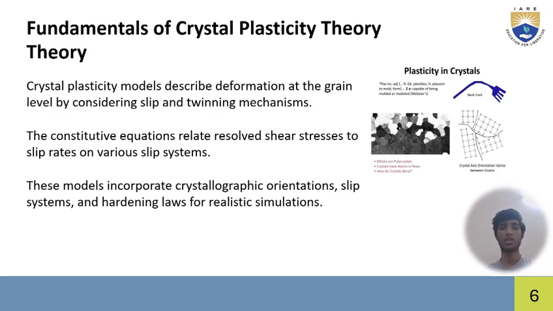Fundamentals of crystal plasticity theory. Crystal plasticity theory describes how individual grains deform through slip and twinning. It relies on constitutive equations that relate the applied stress to slip rates on various crystallographic planes. The model accounts for the orientation of each grain, the active slip systems, and hardening laws that control resistance to deformation. By modeling these mechanics, we can understand plastic flow at the micro scale and predict macroscopic material behavior.